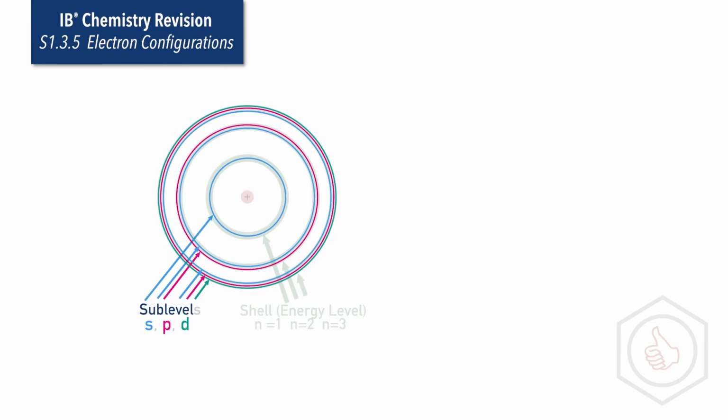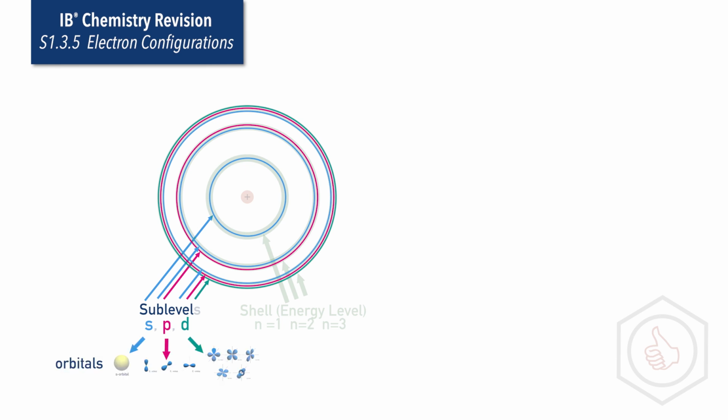Hello, so this is a revision video for IB Chemistry S1.3.5 Electron Configurations. Within sublevels or subshells, electrons can only exist in certain regions of space. These regions of space are called orbitals.